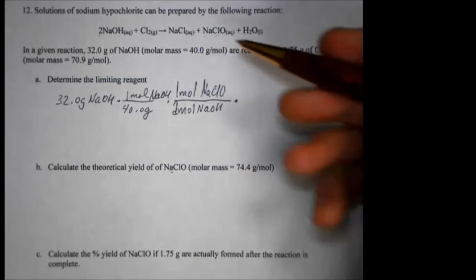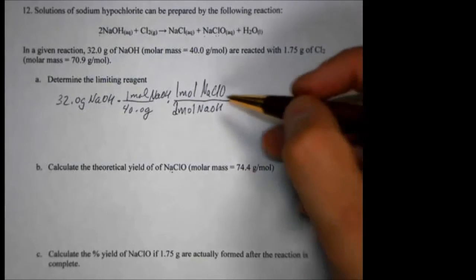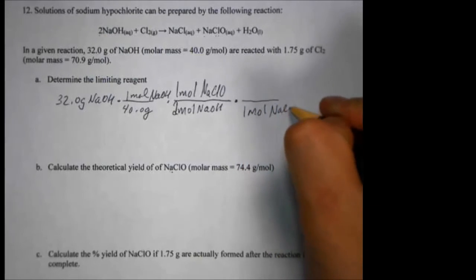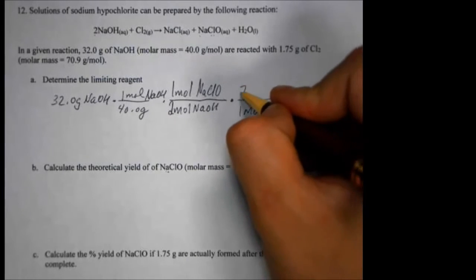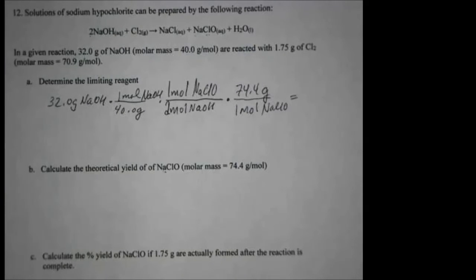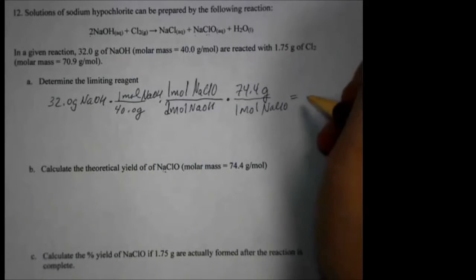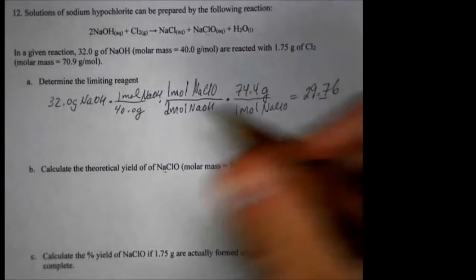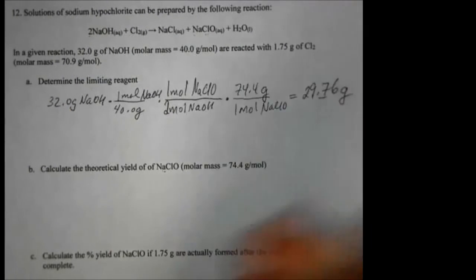And since we're looking for a theoretical yield, we can then convert NaClO into a mass, and we can use the molecular mass, which is provided down below. So for every 1 mole of NaClO, we have 74.4 grams. Okay, so you can plug this into your calculator and get 32 times 74.4, and then divide by 40, and then divide by 2. So for this one, I get 29.76. Remember, with sig figs, we have 3 sig figs in the answer, so I get 29.76 grams.